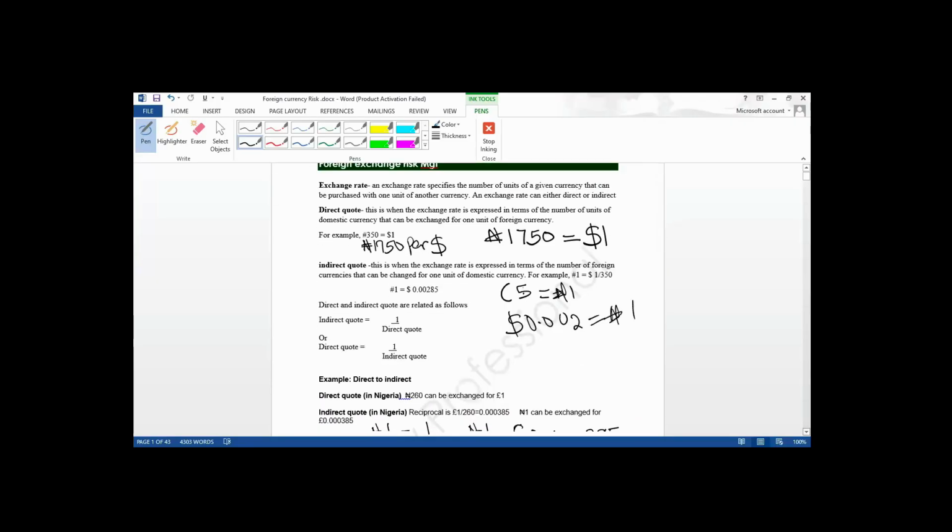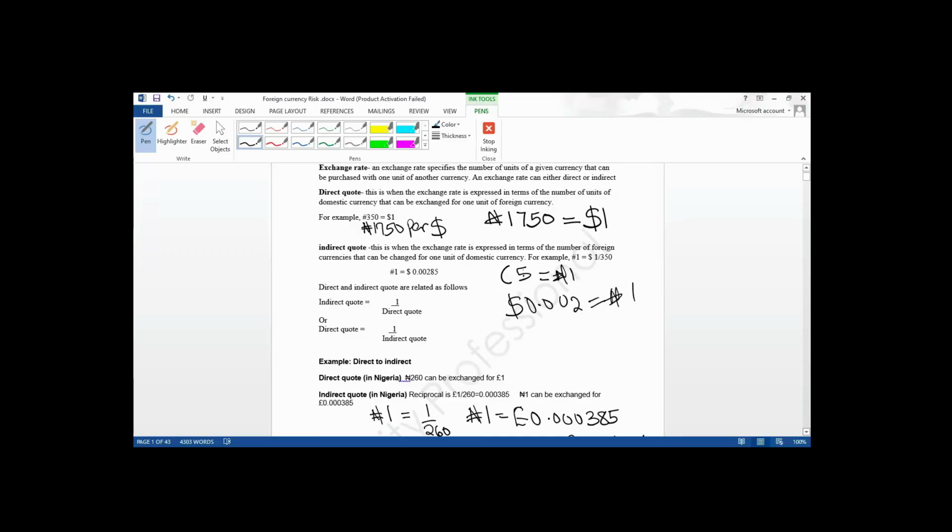Please note, the relationship between direct and indirect quotes is reciprocal, meaning direct quote is equal to 1 over indirect quote. Indirect quote is equal to 1 over direct quote.